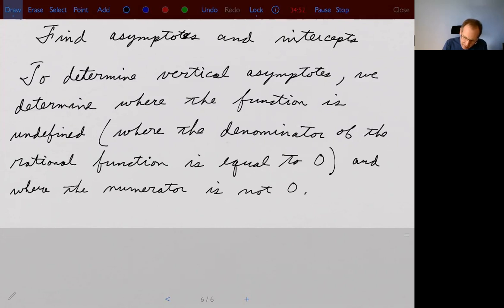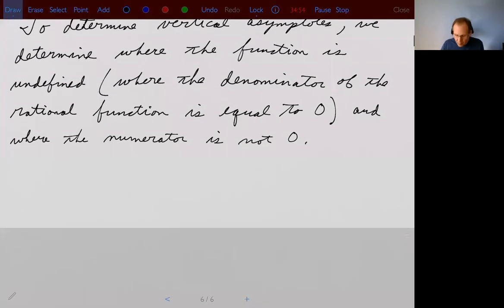So it turns out if both the numerator and denominator are 0 for some particular input, then we have what's called a hole at that location. It's undefined because the denominator would actually be 0, but it's not really a vertical asymptote because the numerator would also be 0, and those two factors would cancel. So this won't make complete sense right now. It'll make more sense when we do an example with this.